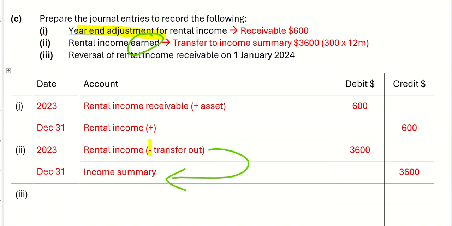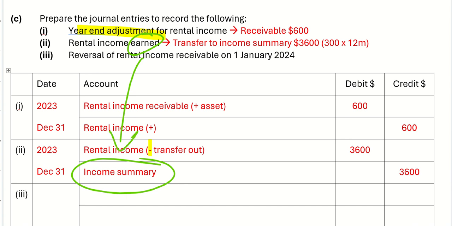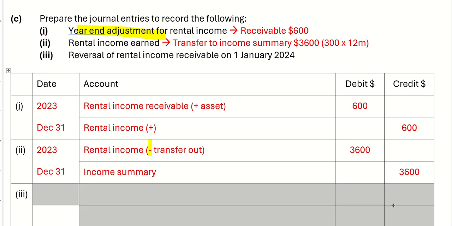This one can understand? Do you get correct or you write cash at bank? Yeah, so cannot write cash at hand. Every time we talk about income that is earned, you need to remember that you are transferring to income summary. Every time they ask for income that is earned, they are asking for the income summary, the closing account, okay? All right, last one. What is the reversal? How do you reverse the rental income receivable on 1st of January?